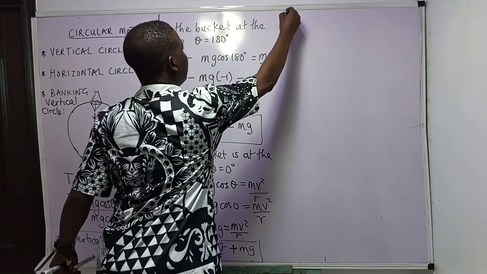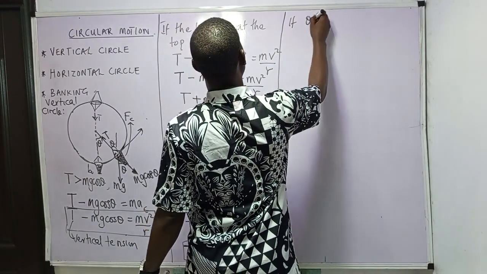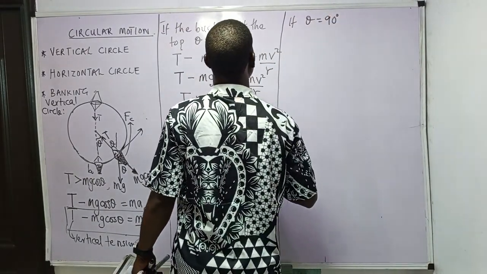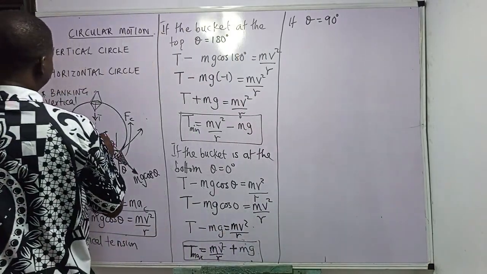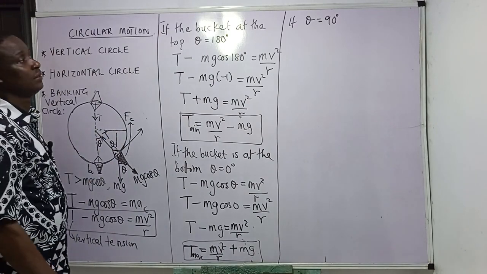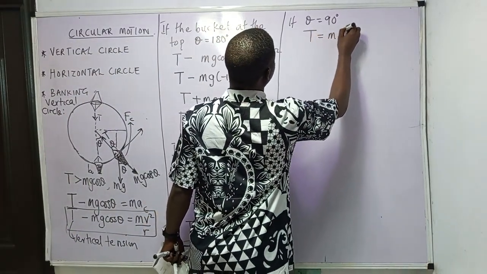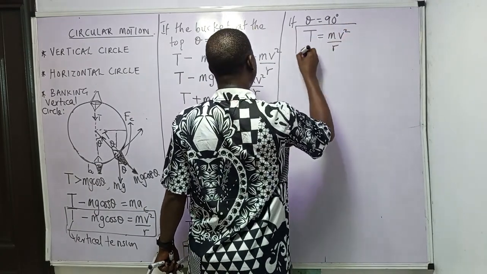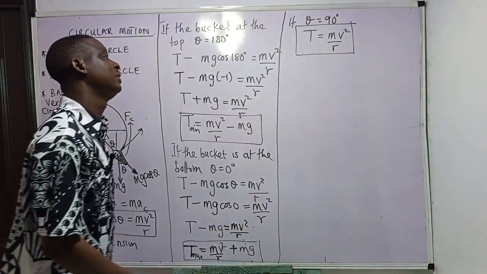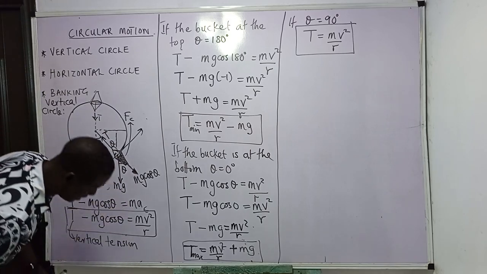And now, what if theta is equal to 90 degrees? That is to say when it's at the horizontal part, when it's here. So T will be equal to mv square over r. So at what angle will the tension in a vertical circle be equal to mv square over r? When theta equals 90 degrees.